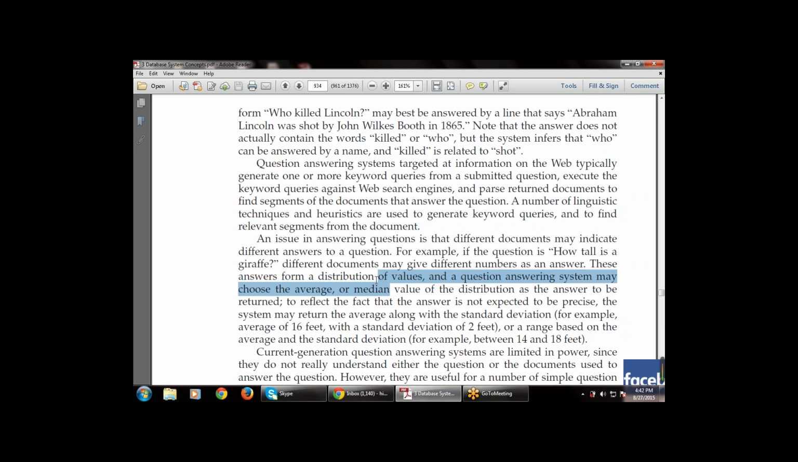Whatever the distribution used in the returning phase, the value of the distribution is used as the answer, to reflect the fact that the answer is not expected to be precise. Current generation question answering systems are limited in this way.